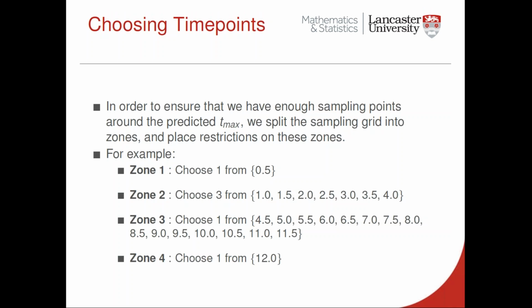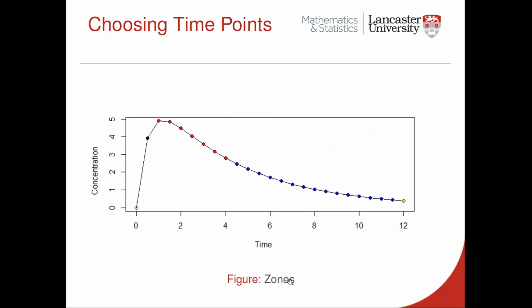The second zone then says, well, I suspect that somewhere between 1 and 4 hours the maximum concentration occurs, so I want to learn something about the curvature, and therefore I want to choose 3 time points out of the grid from 1 to 4 in half an hour intervals. I want some information about the tail behavior, so I want one sampling time point between 4.5 hours up to 11.5 hours, and I force the last time point to be sampled as well.